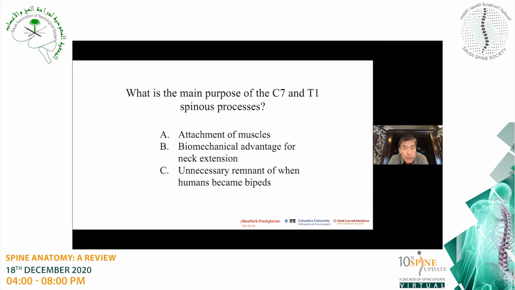Okay, what is the purpose of the C7 and T1 spinous processes? Is it important because that's where muscles attach? Is it because it provides biomechanical advantage to allow you to extend your neck? Or is it just an unnecessary remnant, like the appendix, from when humans became bipeds, whereas our earlier ancestors were quadrupeds and walked on all 4 limbs and needed to hold their neck up in that position and needed to have large spinous processes? So is it the attachment of muscles, biomechanical advantage, or is it an unnecessary remnant that we can do without?